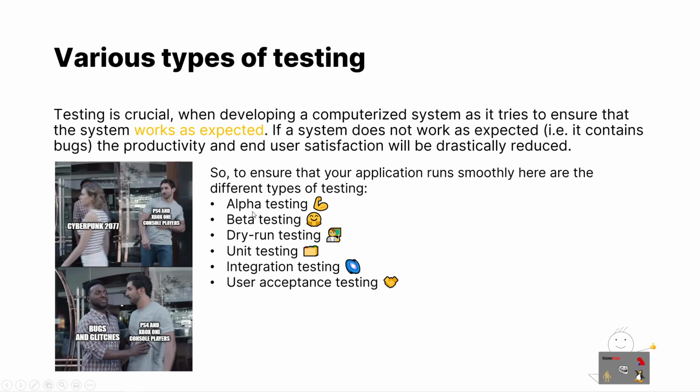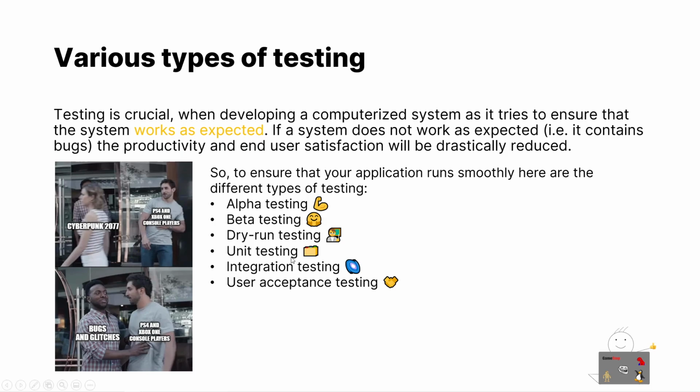First, we have alpha testing, which is completed by the employees working on the product. So the developers would test the product. Beta testing is probably something we know, and it is when the application is tested by the users, not the employees, just users that use the application before it's released to the general public, and they give feedback.